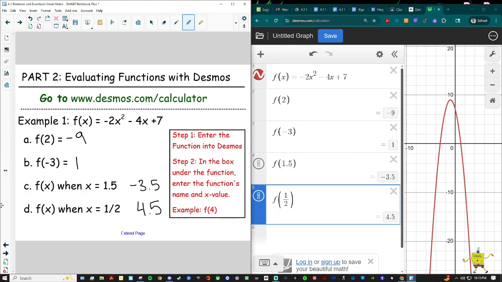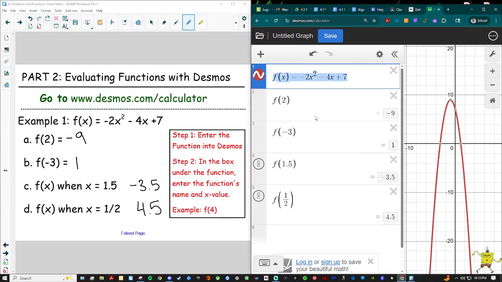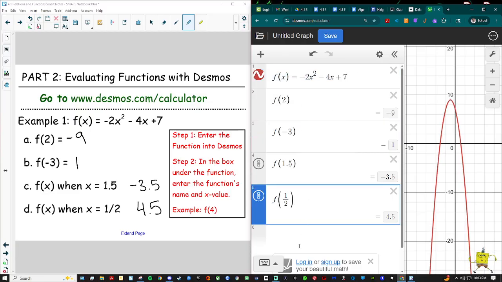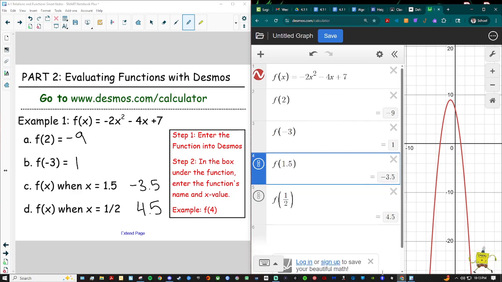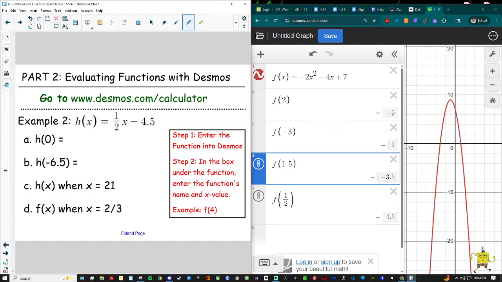So, to evaluate a function with Desmos, you first have to type in your function. Desmos needs to know what the function is, and then you can ask it to evaluate it for you. If you ever did need to turn it into a fraction, there's that fraction button that we've used before. You can always use that to turn it into a fraction. But most of the time it doesn't matter. Okay, let's try another one.